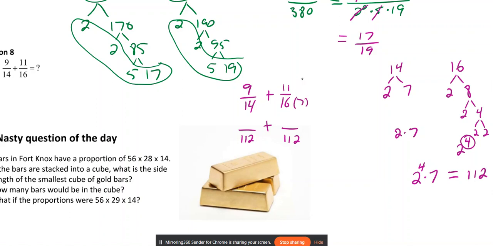And you have to multiply the top by 7. Okay, so 11 times 7, right, so 77. Okay, and then on the other side, what do we have to multiply the 14 by to get 112? 8, okay, so we have to multiply the top by 8. So that would be 8 times 9 is 72.